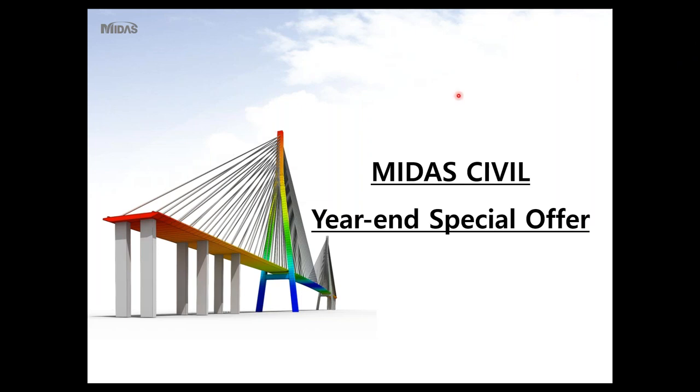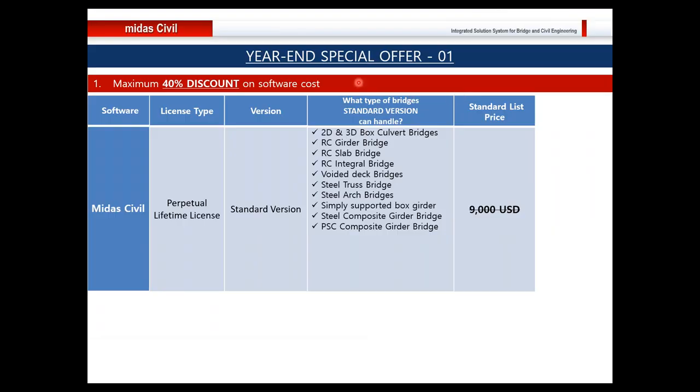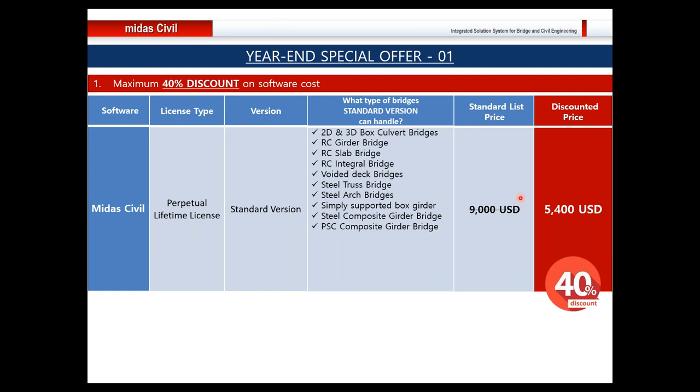Further, I would like to share about the year-end special offer that we are currently floating for South Africa and for the Africa region. The first benefit under this ongoing offer is a maximum of 40% discount on the software cost. As the standard list price for a MIDAS Civil license is $9,000, we are providing it at a 40% discounted price, which comes down to $5,400. So this is a significant discount of $3,600 that we are currently offering on the software purchase.